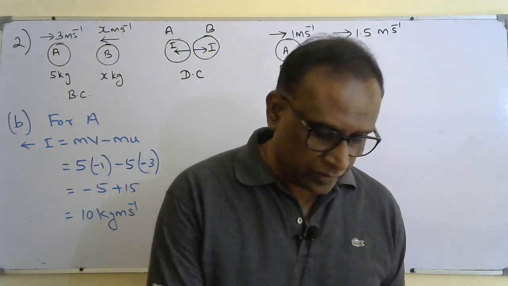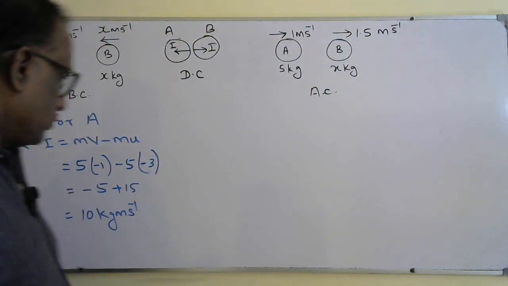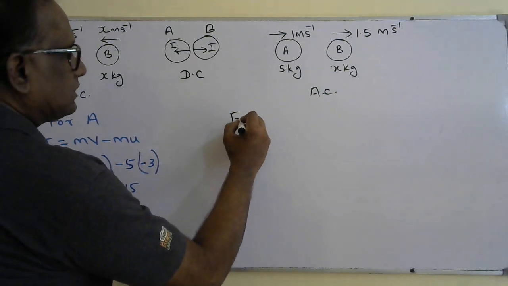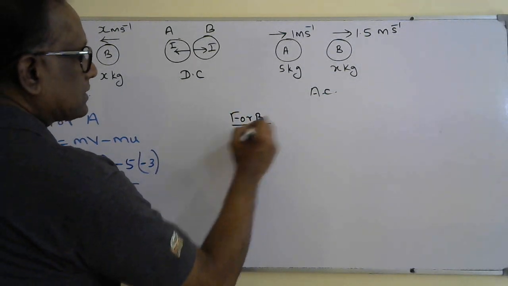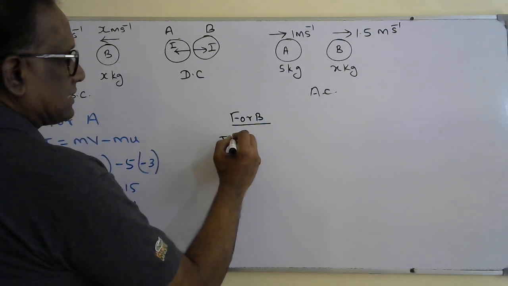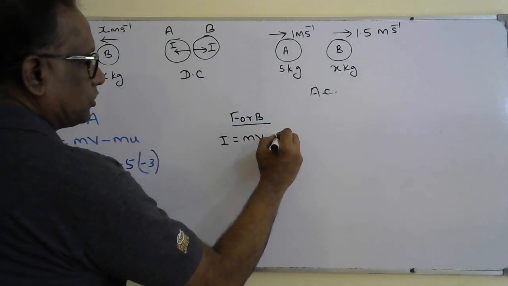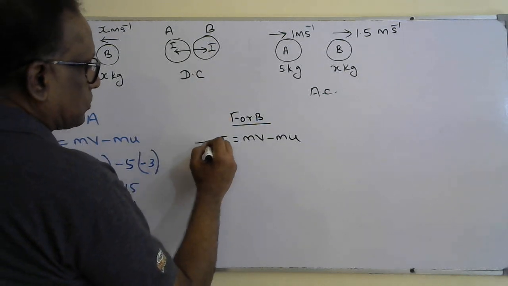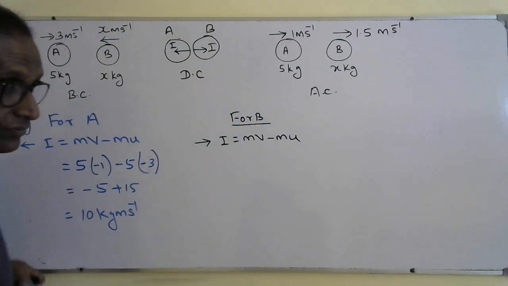That's the change in momentum of A. If you do it for B also, you will get the same answer. We have done it, but if you do it for B also, I'll just show that. For B, I equals mv minus mu. B experienced impulse towards right, so I should take that direction as positive.